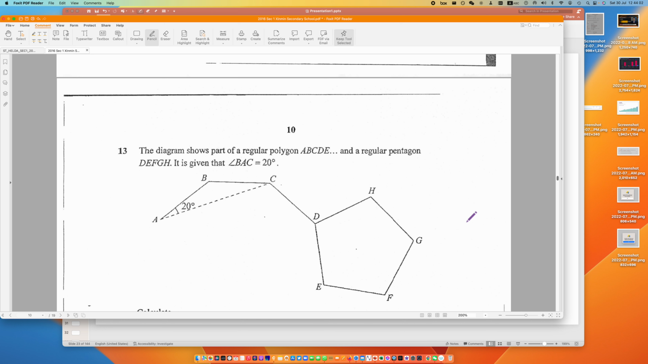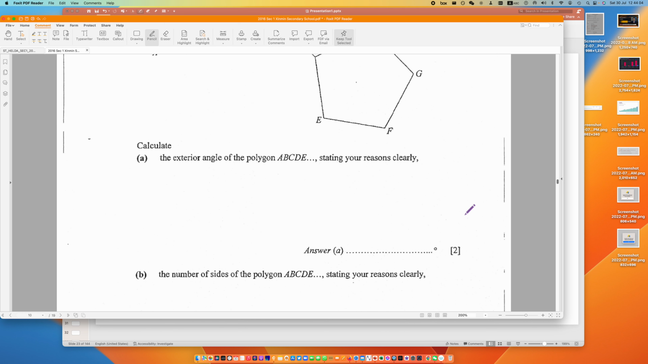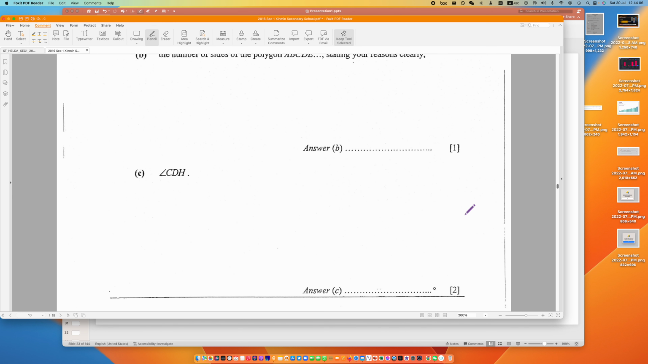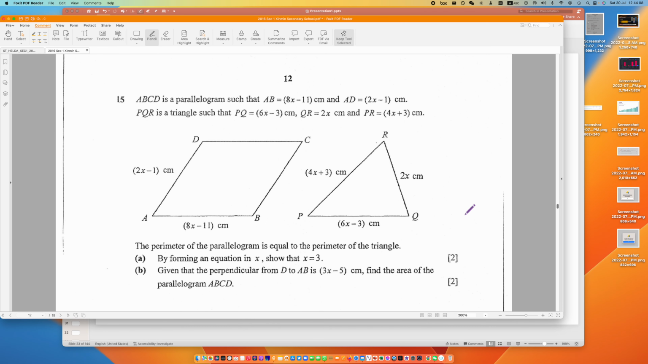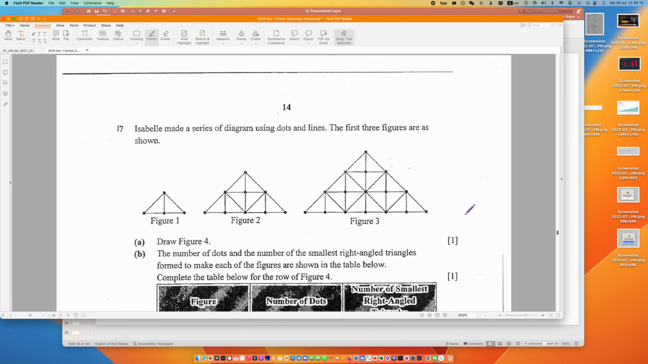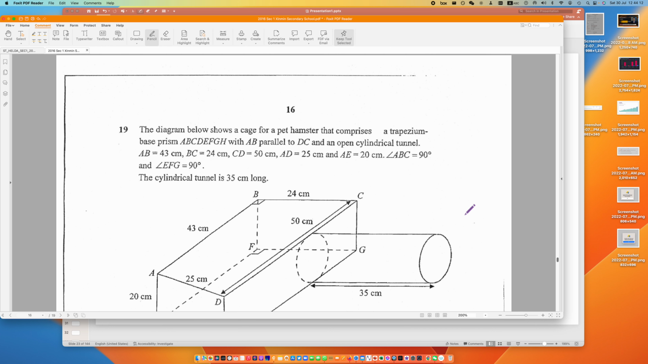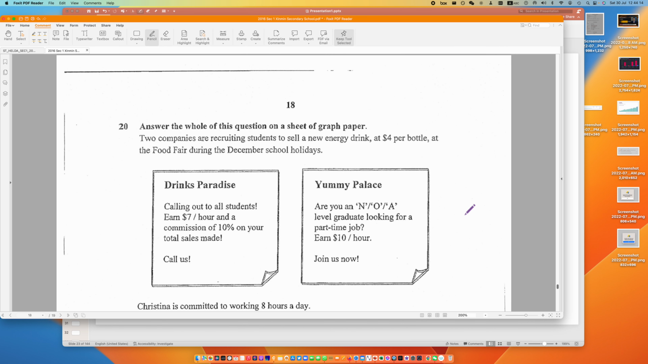I don't have 13. The reason? You don't have 13, 14, 15, 16, 17, 18, 19, 20. Because I cannot finish. You cannot finish. Okay, good. Never mind about the things that you cannot finish first.